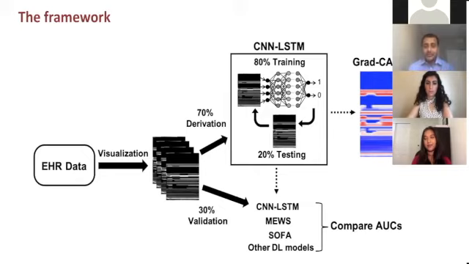And then we compared it to metrics in the field. So these are two metrics called MEWS and SOFA, which are basically scoring systems that current hospitals use to allocate risk. So if you are a 7 on a SOFA scale, you are more likely to deteriorate in the future as opposed to if you're a 4 on the SOFA scale. We'll talk about Grad-CAM there on the right side in a little bit.